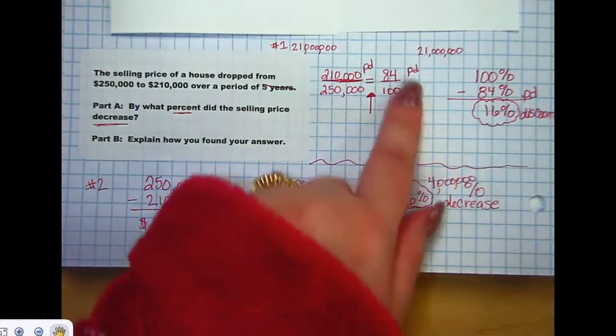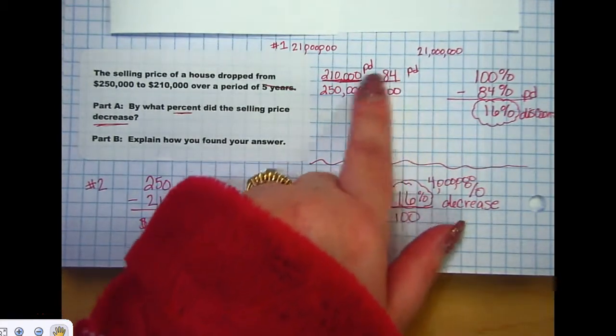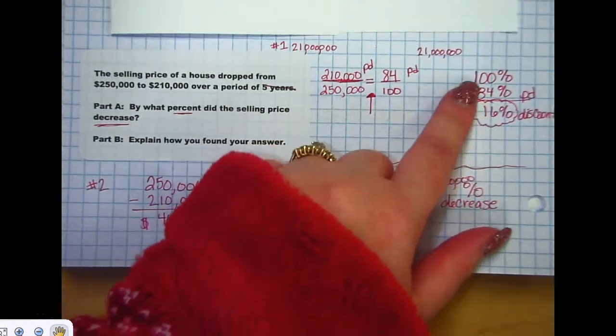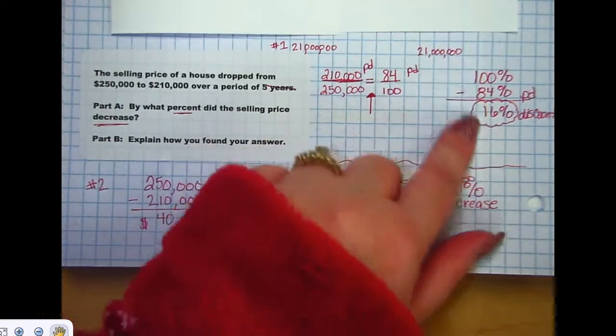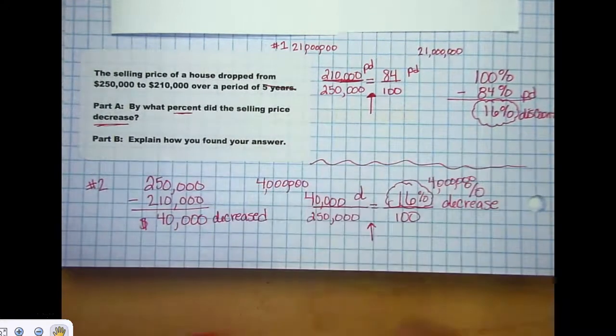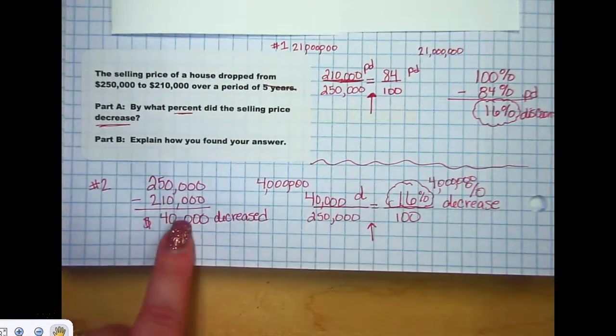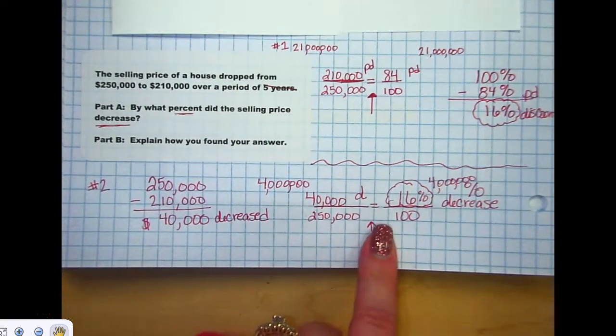But you had to know up here you were looking at the percent you paid, and then know that you have to subtract that out of the whole, which is 100%. That leaves you 16%. Or here, you had to find the amount that the house decreased, and then you could find the percent it decreased. Whichever method you want to use works, but this is how you would solve a two-step problem like this with the percent proportion. Are there any questions?